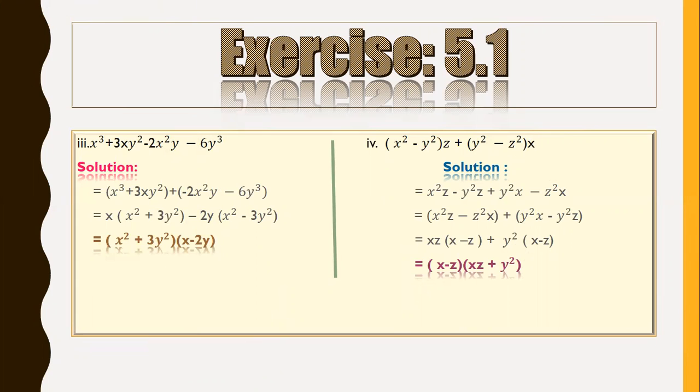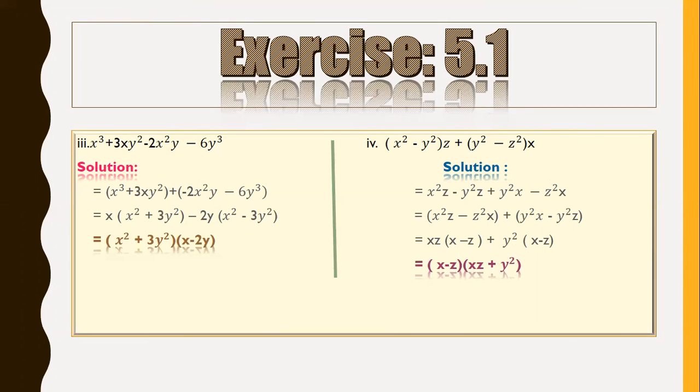Again the same procedure: we combine the partners, we make the partners within the brackets and we see which elements are common in the brackets. We take common from the first and second bracket. In the first bracket, x is common. The remaining terms will be x square plus 3y square. And as I told you, in the first step you always put the plus sign in between the two brackets. And in the next step, you see whether any sign is common in between them or not.